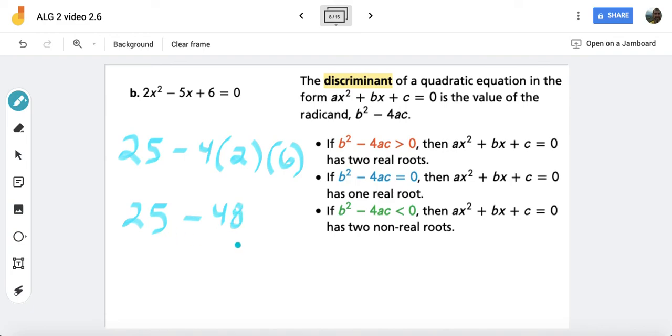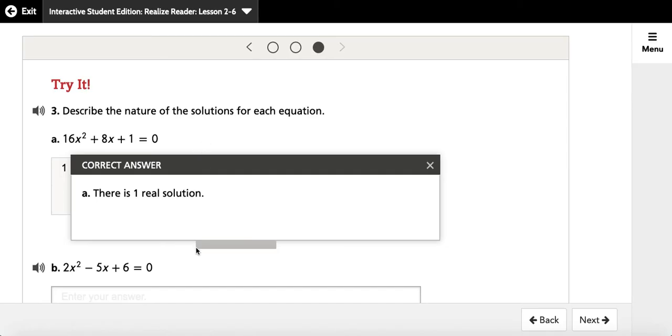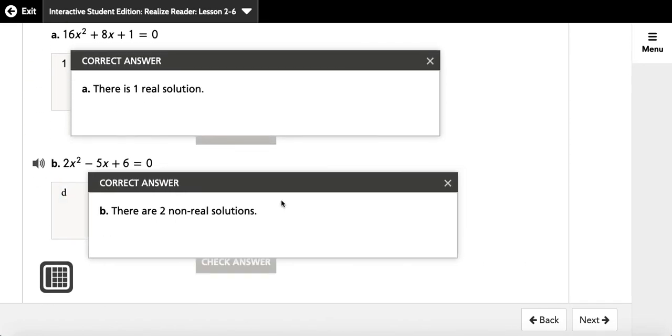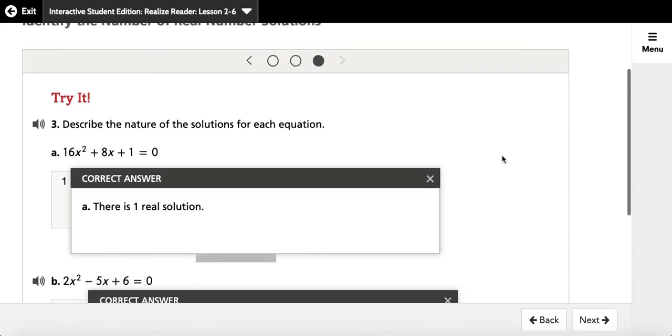This is coming out negative. Negative 23. So since it's negative, I know there's two non-real roots. And I believe that's all we really had to do in this section, is just identify what type of roots by using the discriminant, it's called.